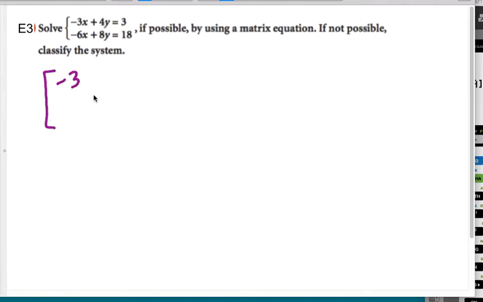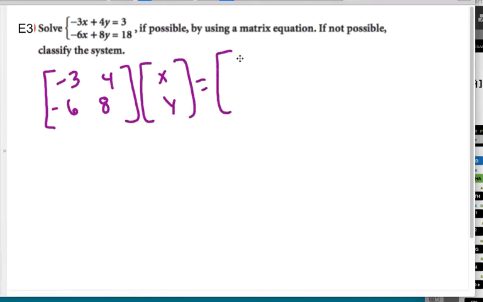It's already lined up. Negative 3, 4, negative 6, 8, x and y, 3 and 18. That's not supposed to have a line there, guys. Sorry, I take it back, folks. I don't know what's wrong with my brain. All right, so there we go, 18. So this is your A, this is your B, right?